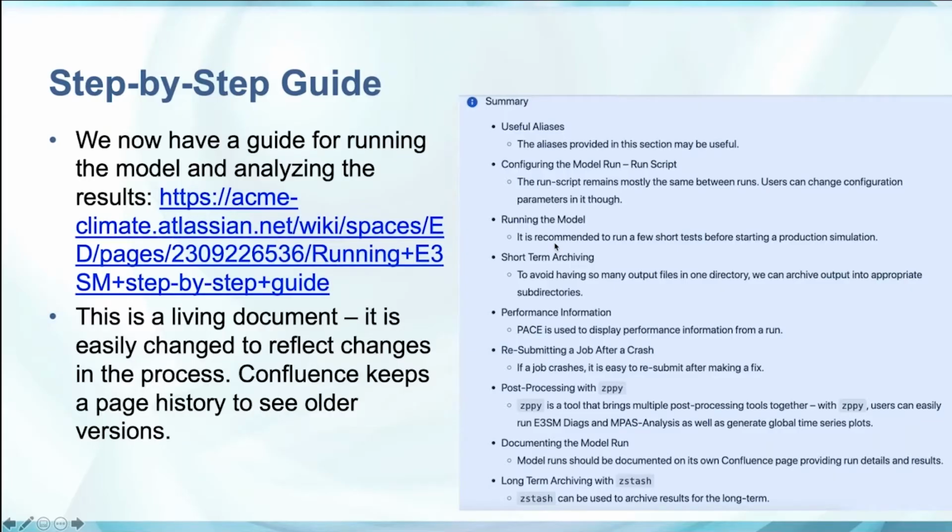On Confluence, it's a living document, so it's easily changed to reflect changes in the process because we understand that things are going to change with how we run the model post-processing, so it can easily update with those. Confluence keeps a page history so you can see older versions. The summary box is on the right, and this slide deck is going to go through each of these steps at a high-level overview. Obviously, the step-by-step guide goes through more detailed instructions. Next slide, please.